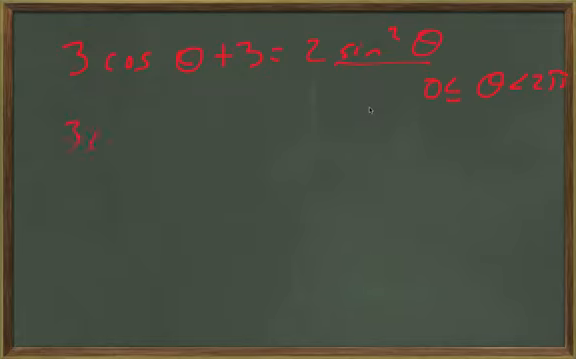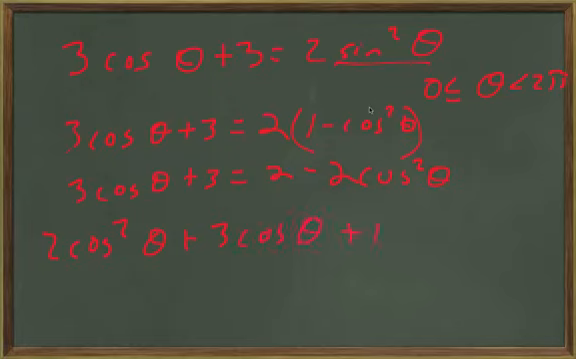So this is 3 cosine theta plus 3 equals 2 times, now changing it from sine to cosine means that sine squared theta is the same as 1 minus cosine squared theta, okay, from one of our identities. So therefore we have 3 cosine theta plus 3 equaling 2 minus 2 cosine squared theta. I'm going to bring the 2 cosine squared theta in front plus 3 cosine theta plus 1, because I subtract 2 here and here, equals 0.